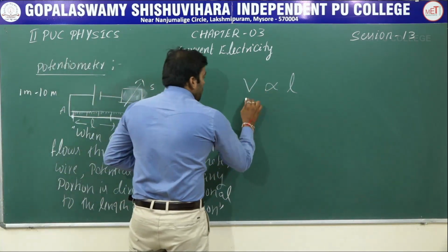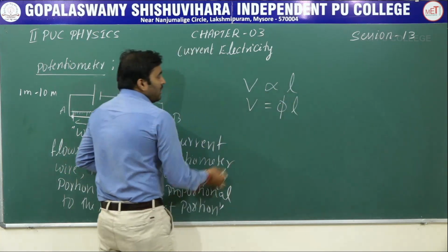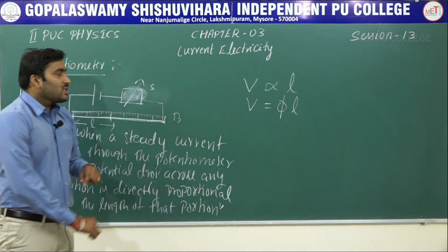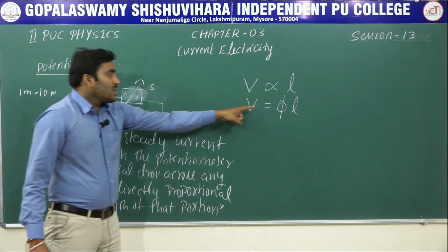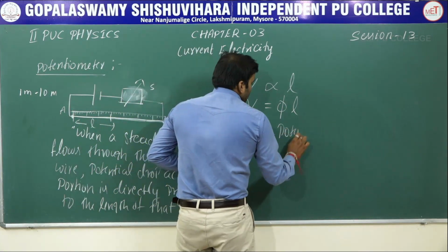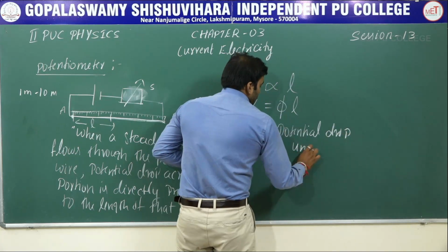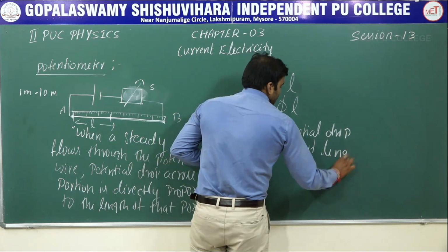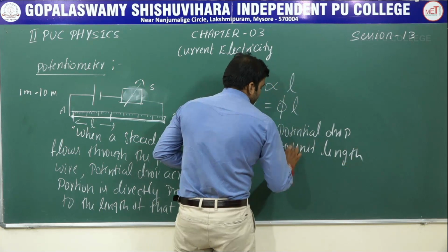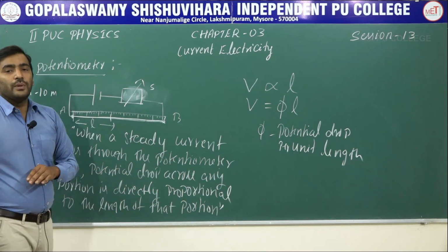If I remove the proportional sign and write a constant, I will write the constant as phi, and this phi is known as potential drop per unit length. V is equal to phi into L. This phi is a constant which is called potential drop per unit length. Yes, this is the principle of the potentiometer.